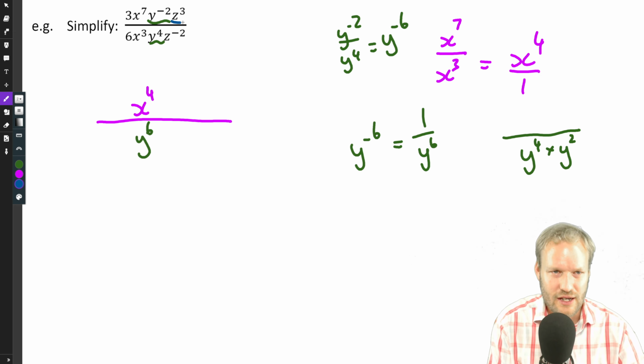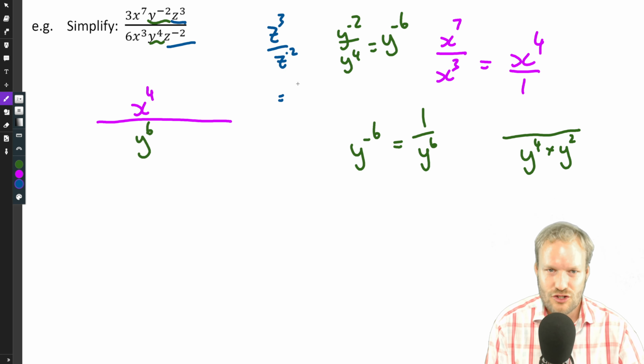Okay, the last one here, and I'm coming back to the 3 and the 6, is z to the 3 divided by z to the minus 2. Let's just do the same exponent laws. 3 minus minus 2, well, that's going to be z to the positive 5, which means it's z to the 5 in the numerator.